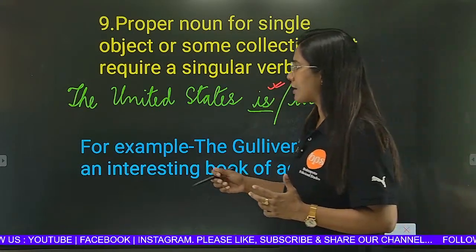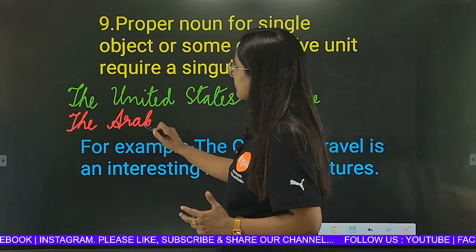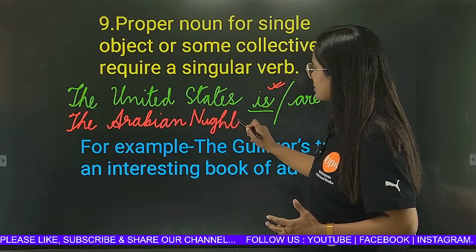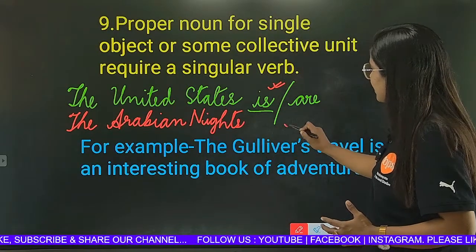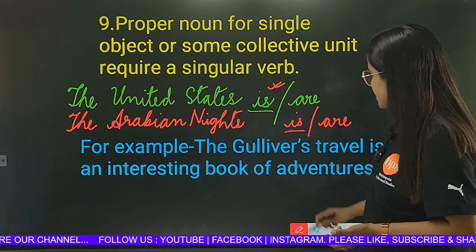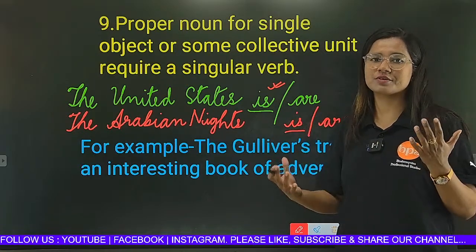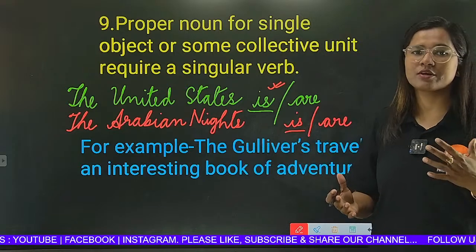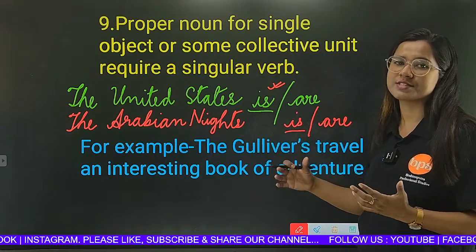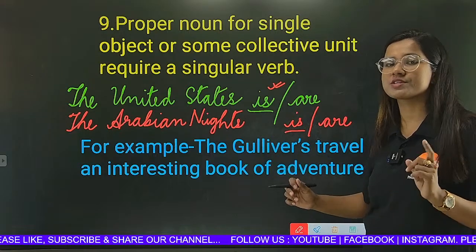For example, the Arabian Nights, whatever you want to write about it. Here again, is or are? Again we will opt for is. Why? Because the Arabian Nights is a book where a lot of adventurous events are written or described in the book. But the name of the book is Arabian Nights. That means it doesn't refer to the plural form of the book, but it is referring to a single book.